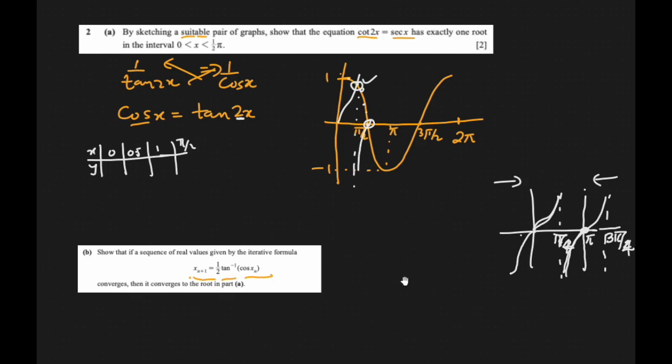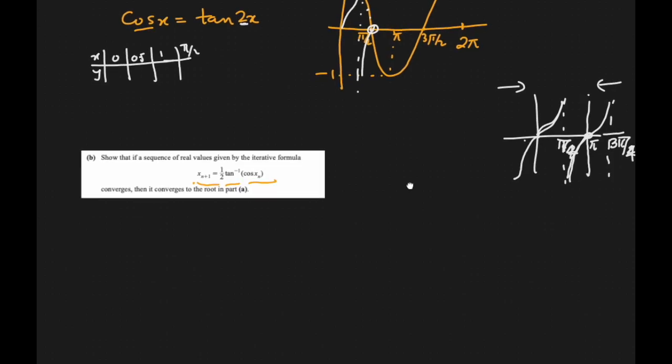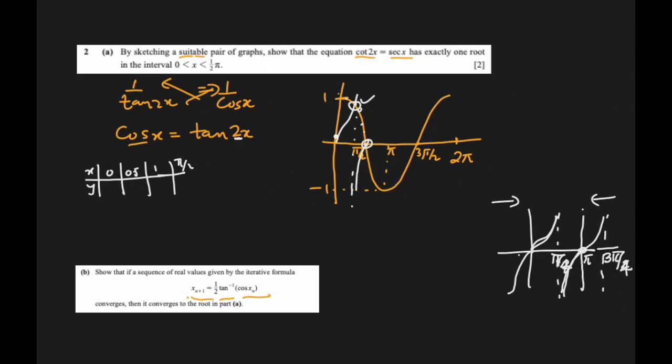Okay. Now, show that if a sequence of real values given by the iterative formula converges, it converges to the root in part A. So what they are trying to tell us is that this and this iterative formula are almost the same. Why I'm saying almost, I'm not saying same, because it has become an iterative formula. It was just an equation here. So in other words, this particular equation can be converted in this format. That's what they're saying. And you can see here it is tan inverse.